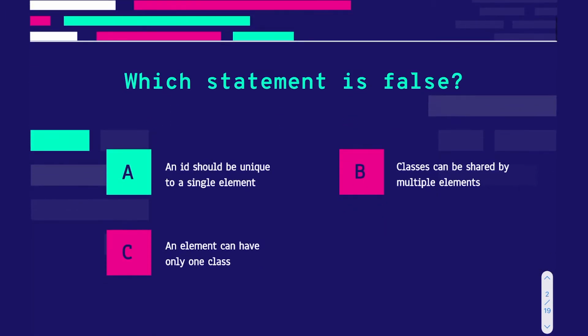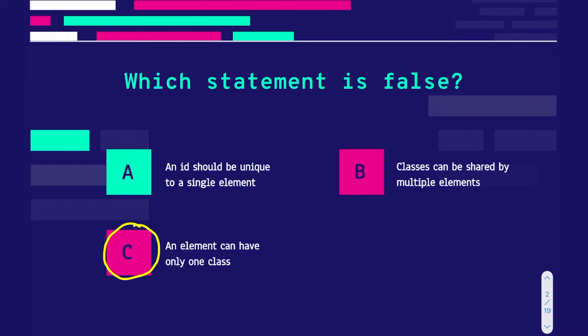Which statement is false? A, an ID should be unique to a single element. B, classes can be shared by multiple elements. Or C, an element can have only one class. And yes, the statement that is false is C.